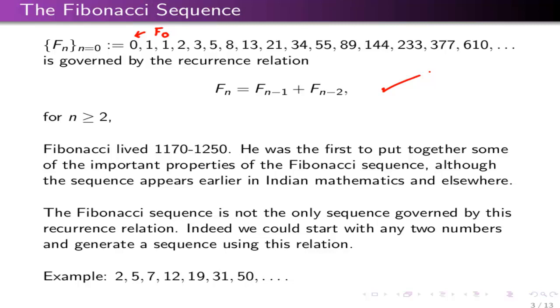Now, this sequence of Fibonacci numbers is not the only one that satisfies this recurrence right here. Indeed, we could have started with any two numbers. So in this example, I'm starting with 2 and 5. And if I add 2 plus 5, I get 7. 5 plus 7 is 12. 7 plus 12 is 19. And I generate another sequence of this type. So let's try to find all sequences that would satisfy this linear recurrence. So characterize all sequences u_n that satisfy u_n is the sum of the previous two terms.